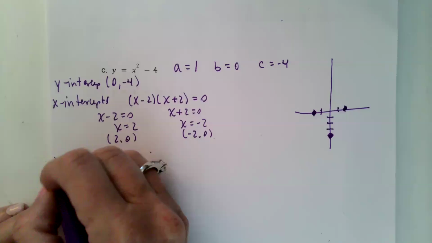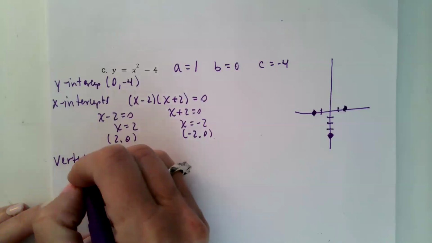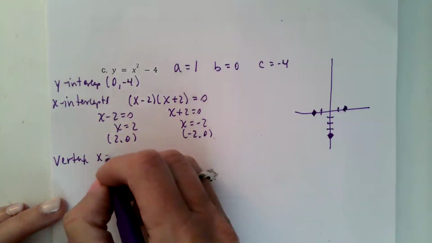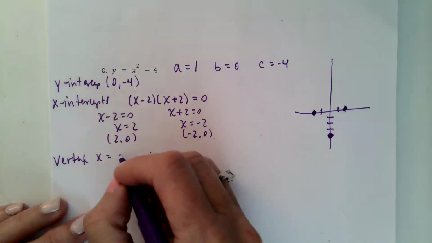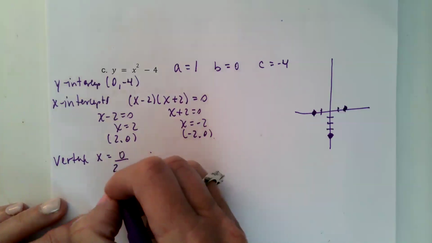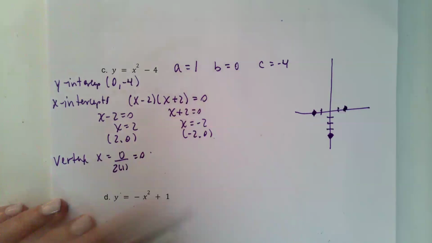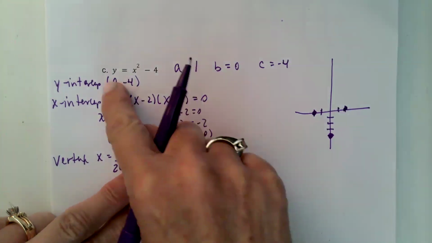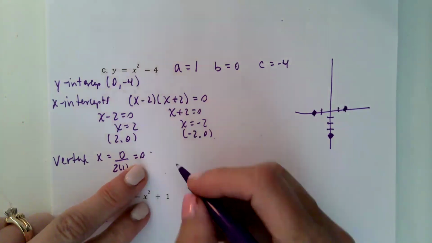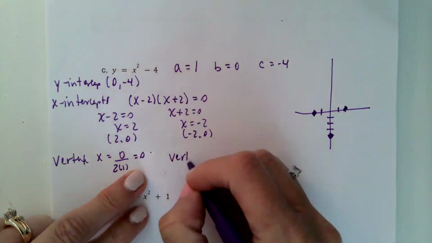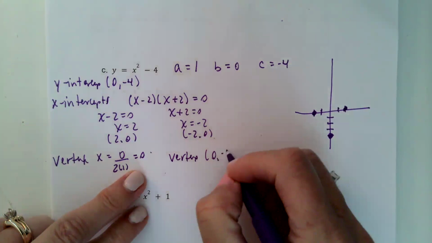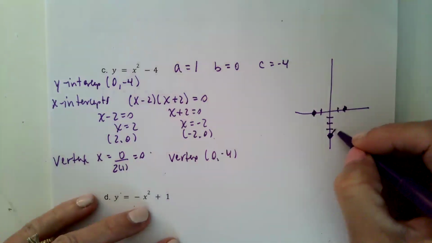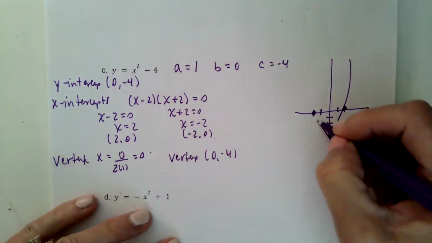And then my vertex, the x is at the opposite of B over 2 times A, which is just 0 over 2 times A. So x is 0 on my vertex. So that means the y-intercept is also the vertex. So the vertex is at (0, negative 4). So it's this one right here.